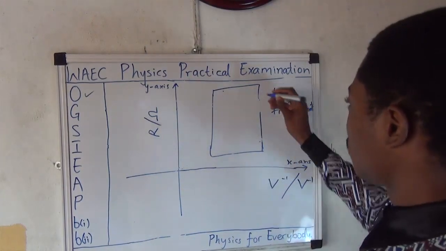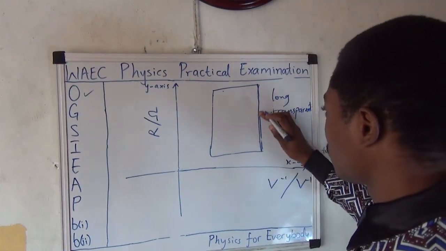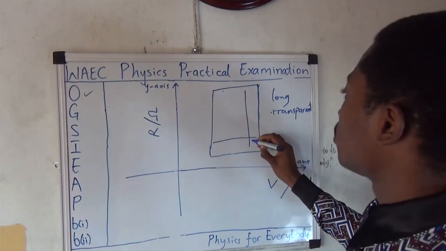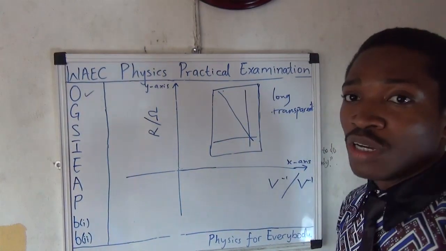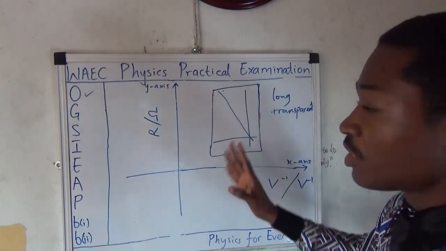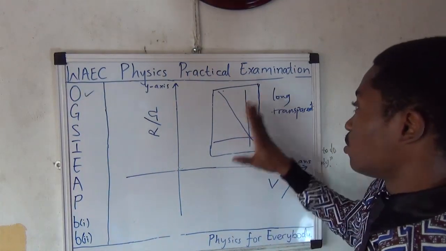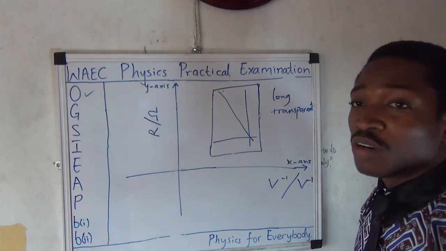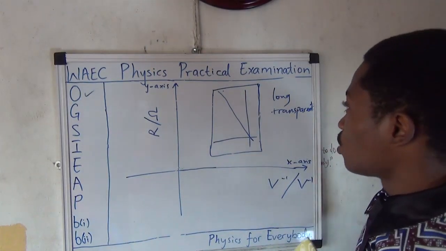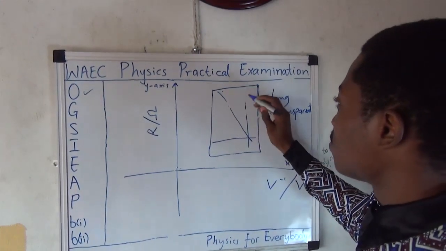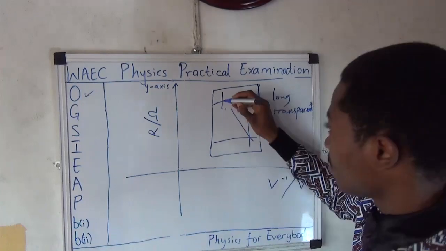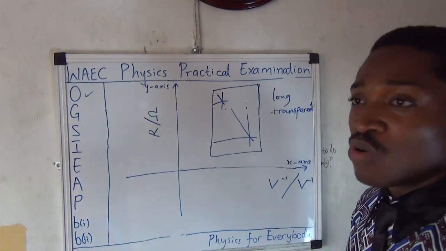Your graph. This is your graph paper. Draw your graph like this. Point of slope. You can show how to arrange your points such that they take up a large portion of your graph paper. You don't plot your graph at a small corner of your graph paper. It will affect the accuracy of your work.